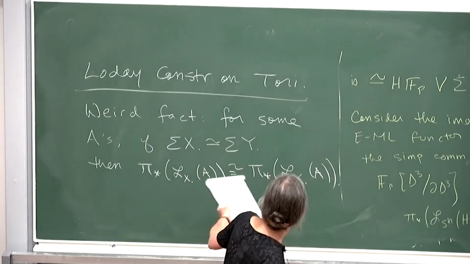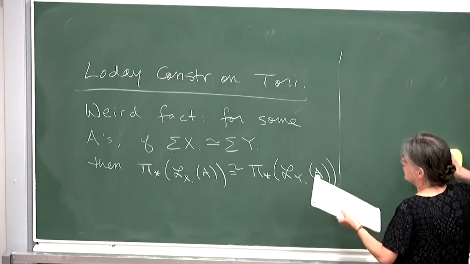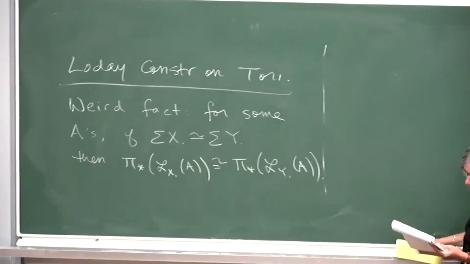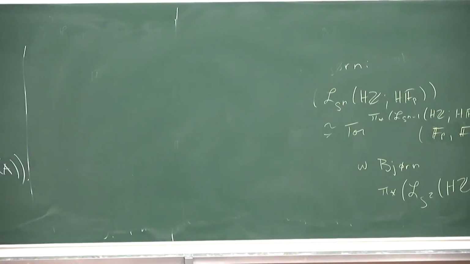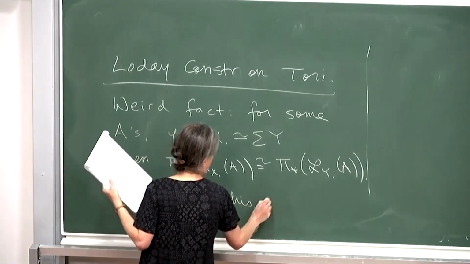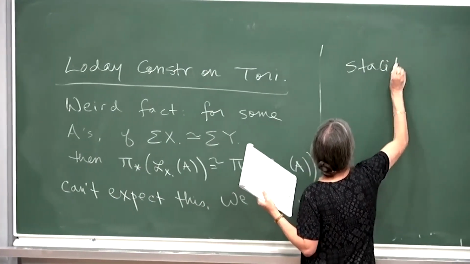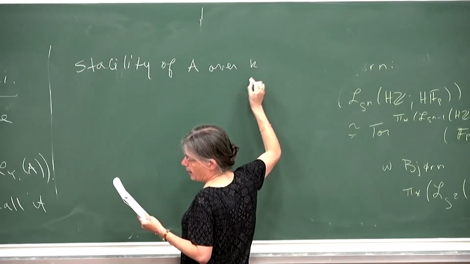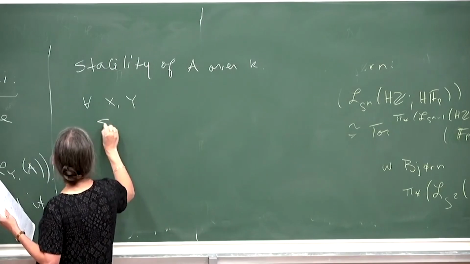So of course, by what we said, if the suspensions are equivalent, then the Loday constructions over the suspensions will be equivalent. But there's no particular reason to say this, and you can't expect this. And we call it stability of A over K.